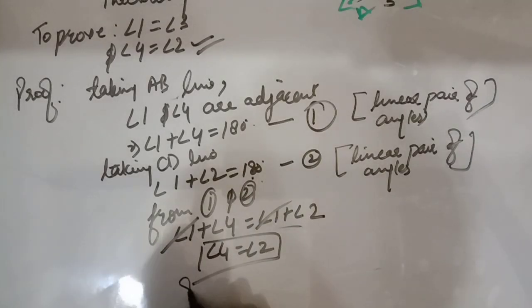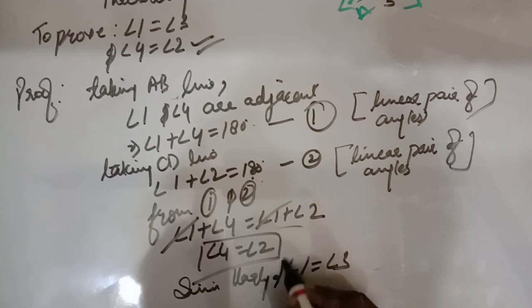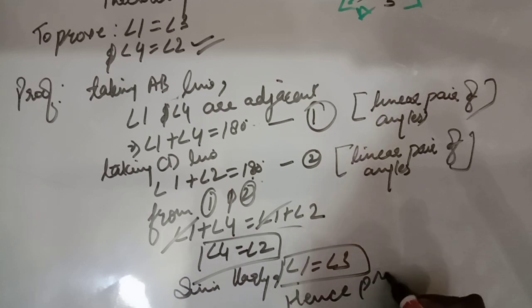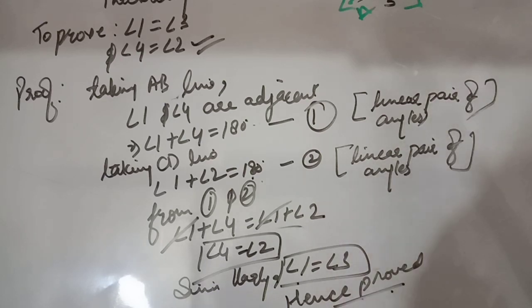Similarly, we can say that angle 1 is equal to angle 3. This is what we have to prove. Hence, proved. We will do some related questions and some other theorems in the next video. Till then, keep learning.